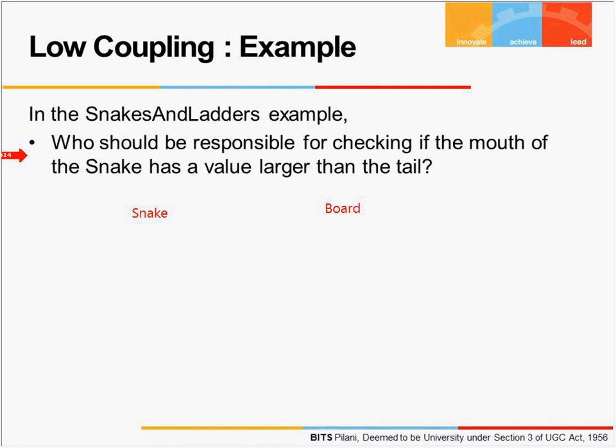My snake should be able to check whether I've got a mouth value which is correct and a tail value which is correct. And if I'm able to do that, it assists my reuse. I'll be easily able to pick up that snake object and put it somewhere else. It increases my cohesion and reduces my coupling. Very good. But implementation-wise, how do we do it?